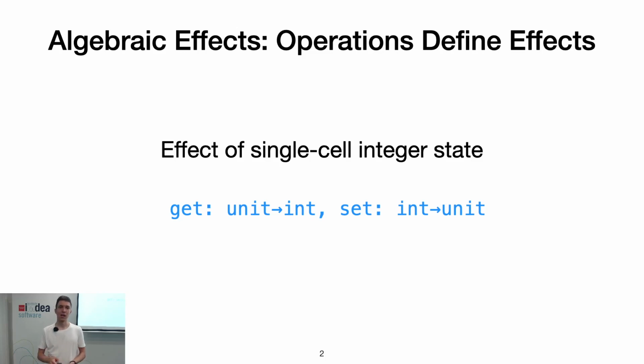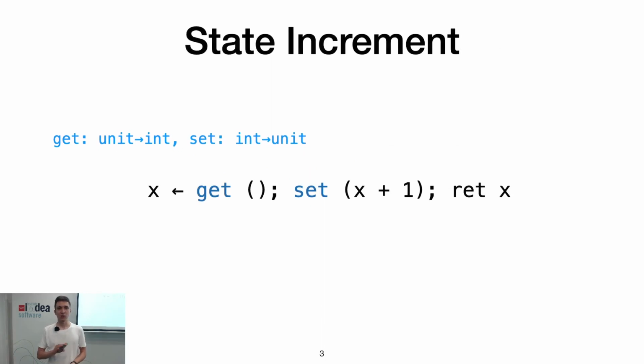With these operations, we might write a program that, for example, increments the state. It does so by first reading the current state value with get into x, and then setting a new state value, which is x plus 1, to our integer cell. And then it returns the previous state value. This previous state value is an integer, and we type the program as integer.